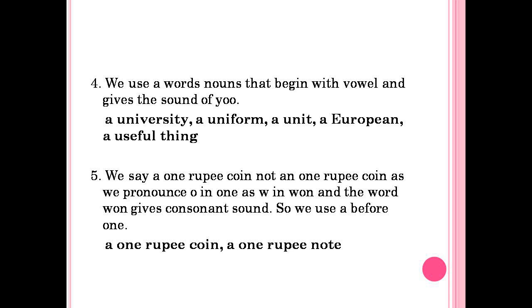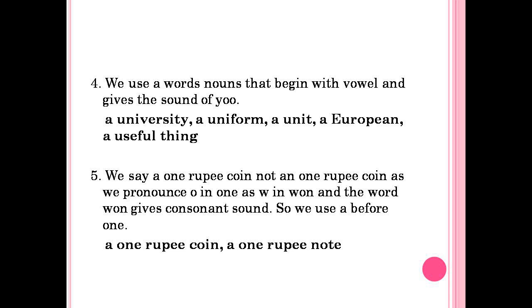Rule 4. We use "a" before words that begin with vowels but give the sound of U. For example, a university, a uniform, a unit, a European, a useful thing. Please see that these words are beginning with U, which is a vowel, but they are not beginning with a vowel sound, but with a U sound. So we use "a" before them and not "an".